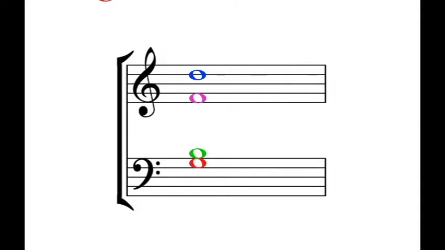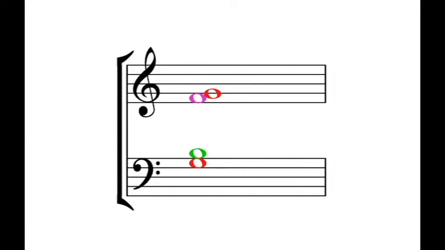So let's go ahead and get rid of that blue note, the 5th, and we're going to replace it with another root, a doubled root, which is the 5th scale degree. So now we have 2 roots, a third, and a 7th.